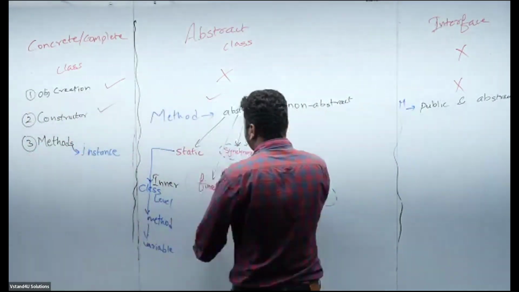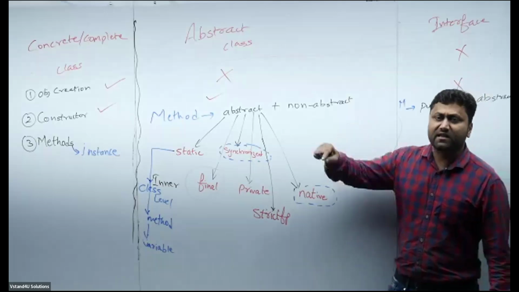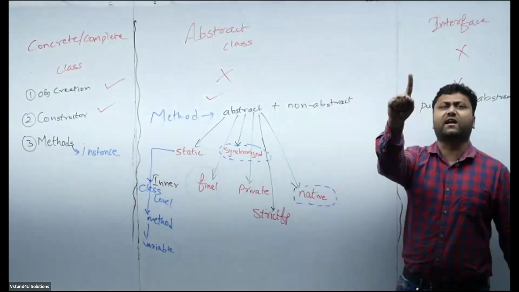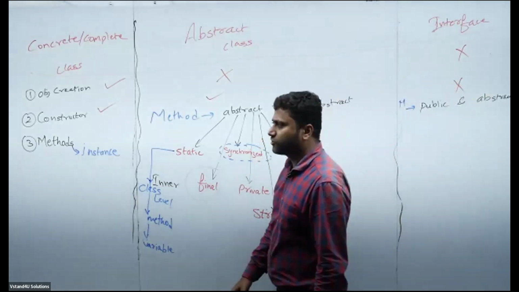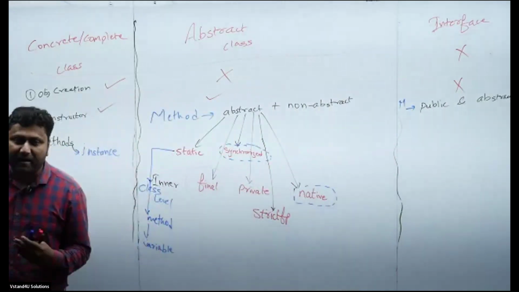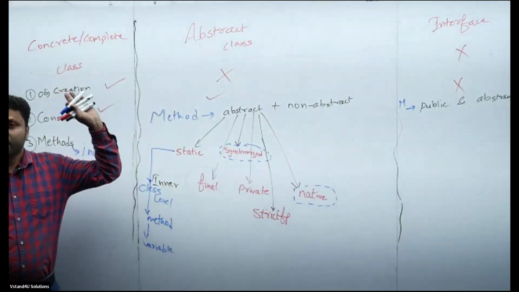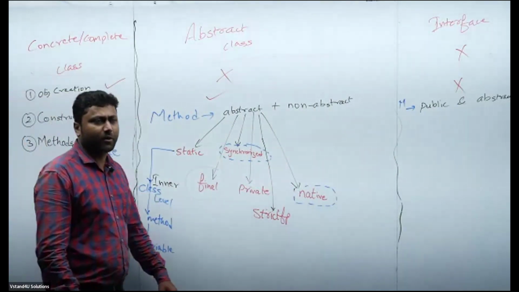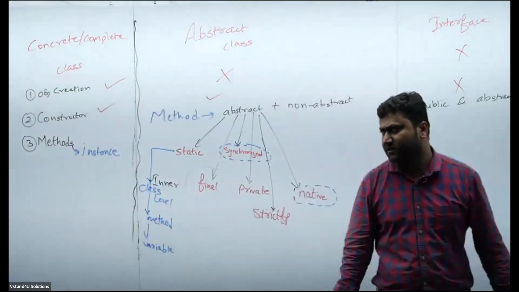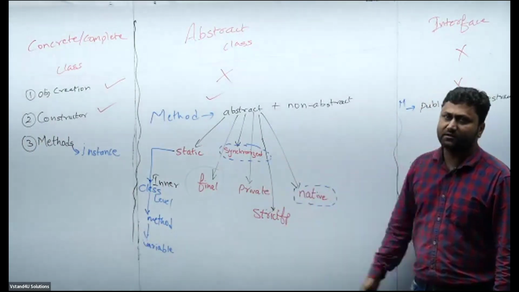Agree? Synchronized. If a method is marked as synchronized, that means its body will be executed by one thread at a time. No multiple parallel execution will happen. No multiple threads will execute parallelly. Agree? A synchronized method body will be executed by one thread at a time. Next comes private.